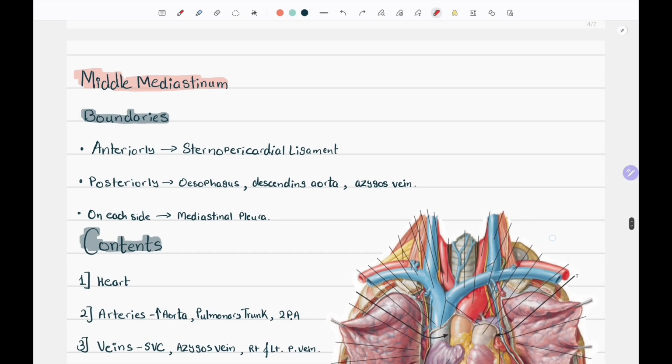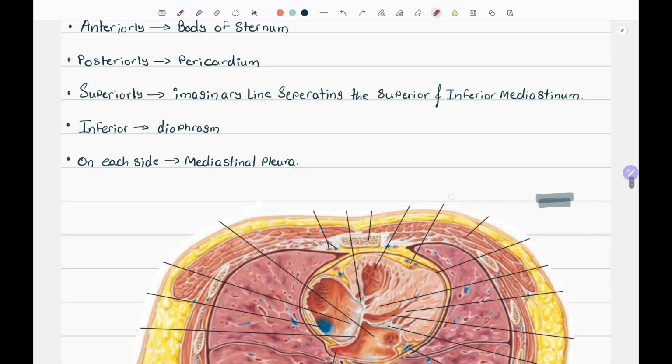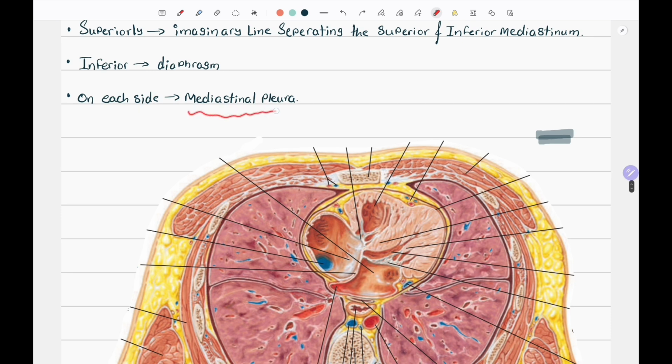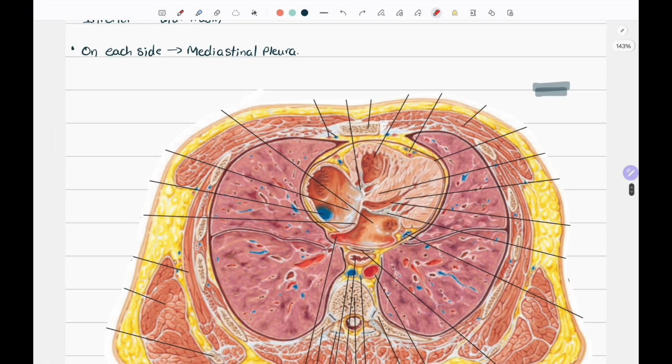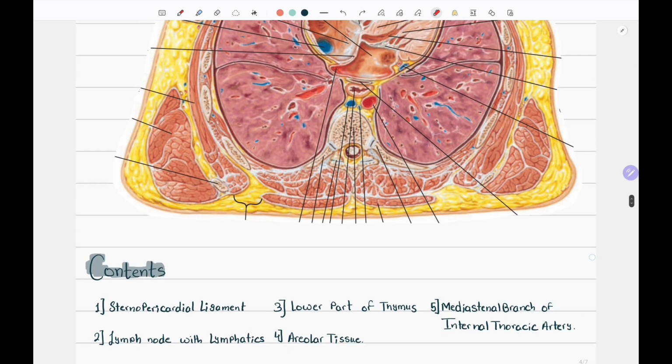On each side is the mediastinal pleura. Showing you the mediastinal pleura, this is our lung, this is the lung tissue, and this outer layer is our pleura. So each side of the mediastinum is bounded by mediastinal pleura. Done with the boundaries of the anterior mediastinum.